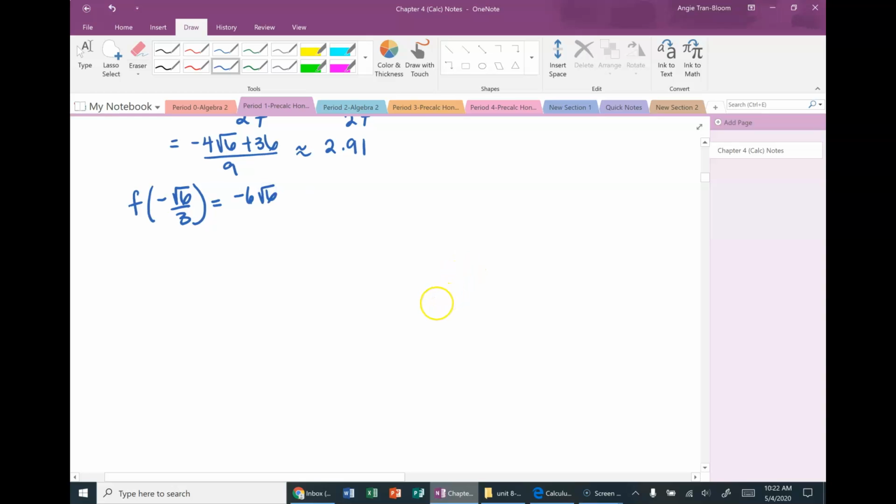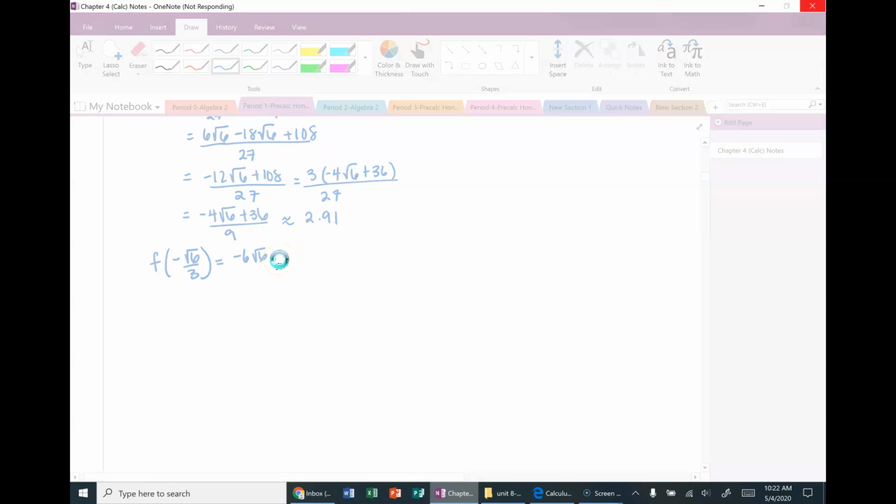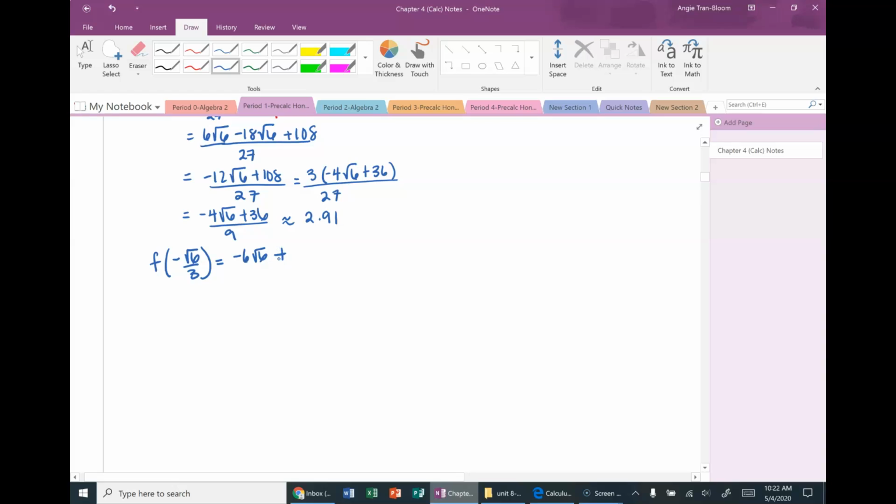All right, let me just pinch it in a little bit. It's frozen on me. There you go. Negative 6 rad 6 plus 18 rad 6, if it comes up. No, it's not responding. That means it's frozen. Okay, plus 18 rad 6 plus 108 all over 27. It's coming. It just froze.